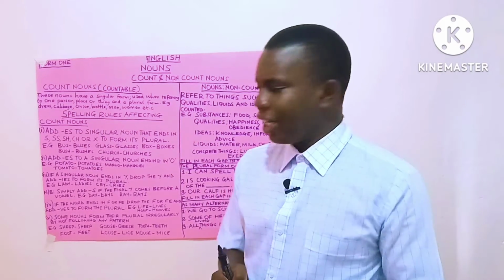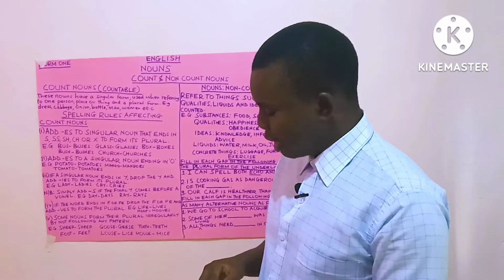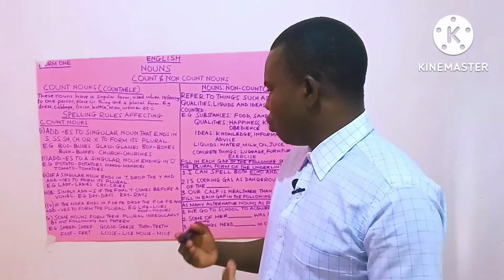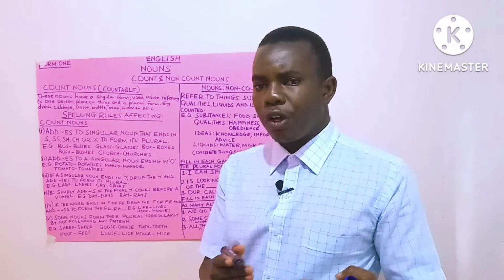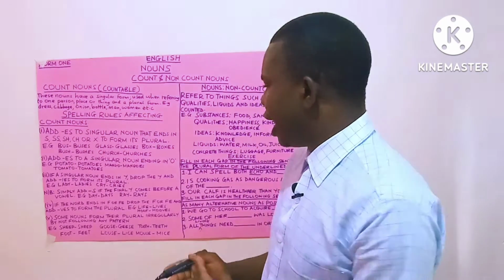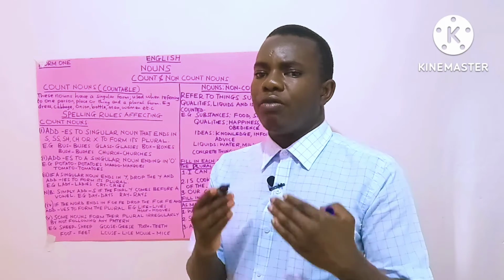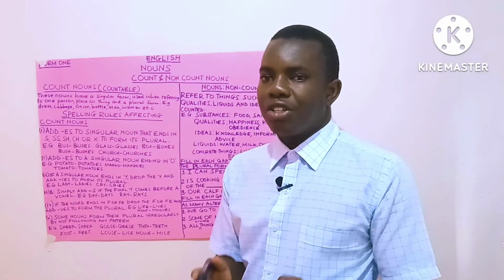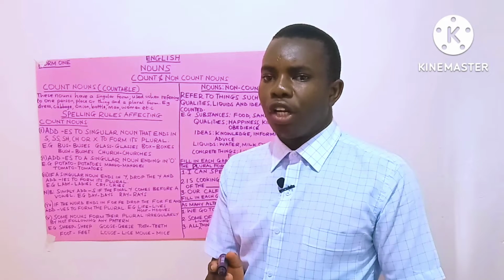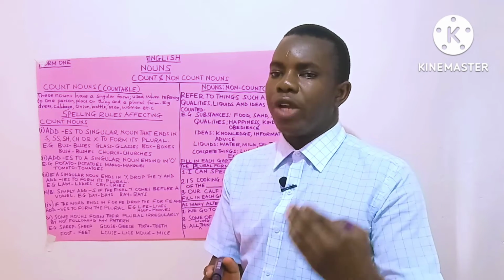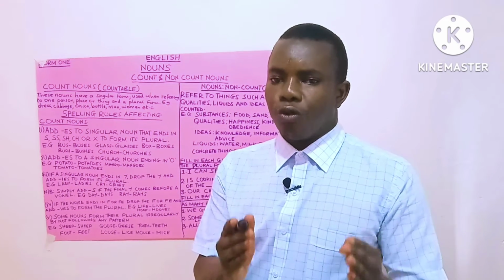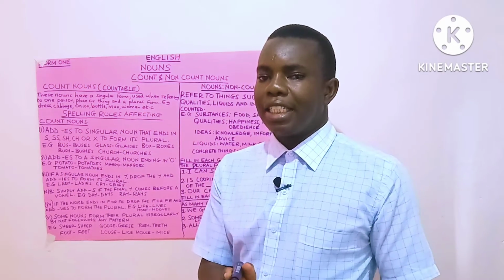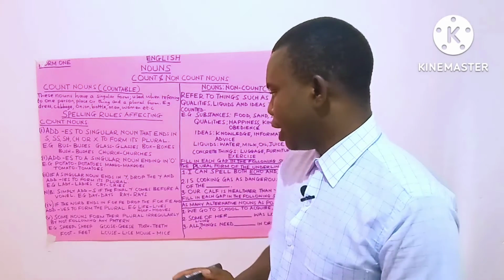The fourth spelling rule that we have is that if the word ends in F or FE, then what we do is drop the F or FE and then we add VES in forming the plural of the count noun. An example here is hoof. In forming its plural, we drop the F at the end and we add VES to form hooves. Life, we drop the FE at the end, we add VES to form lives.